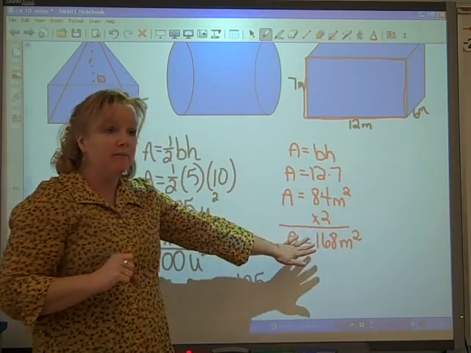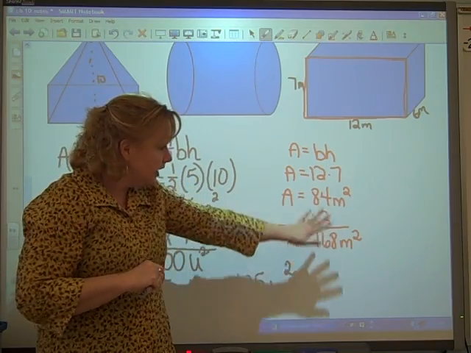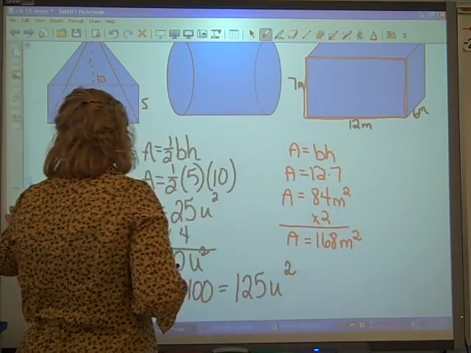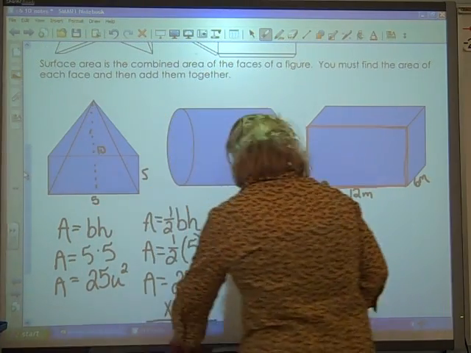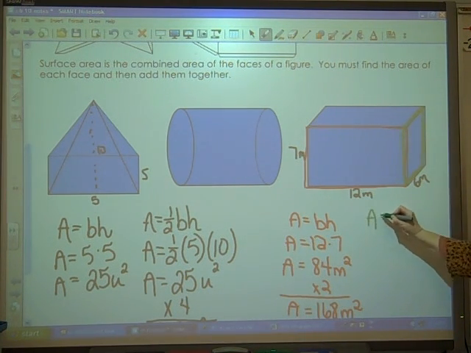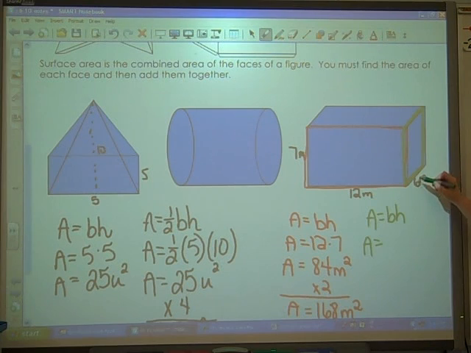Okay? Now, I'm not done. That's just my front and back. I know I'm going to add that later, right? So I'm going to keep that in mind. Okay, then I want to find my side. Okay, so my side is right here. Okay, do you see it, that side there? Okay, so if I'm looking at this right here, again, area equals base times height. Area equals, what's my base? 6. Okay, does everyone see that? So your base is 6. And then, what is the height?